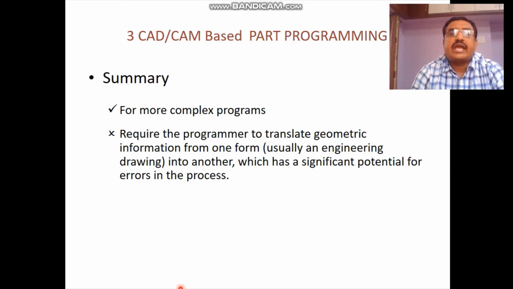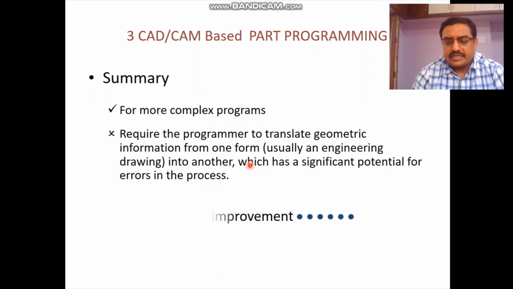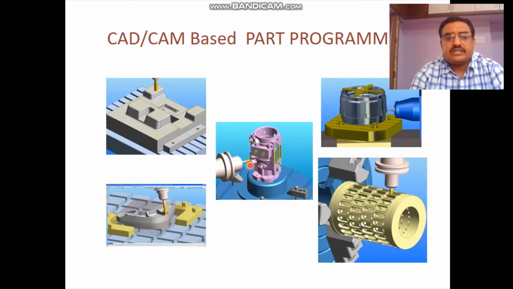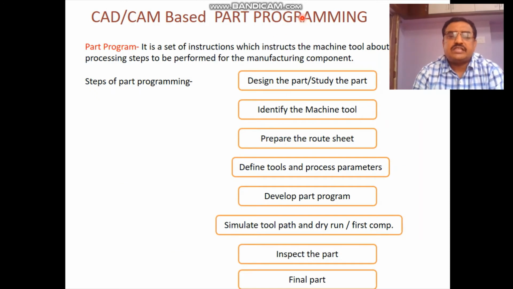The third method is CAD/CAM based programming. It is used for very complex operations. The contour profiles of dies and punches are cut with CNC machines by using CAD/CAM programming. The length of the program is too long, and thousands of lines of program are generated with that. For this programming the following steps are required. These are examples of CAD/CAM based programming.